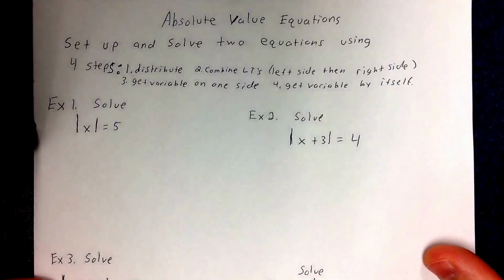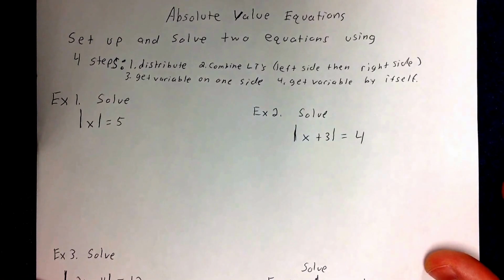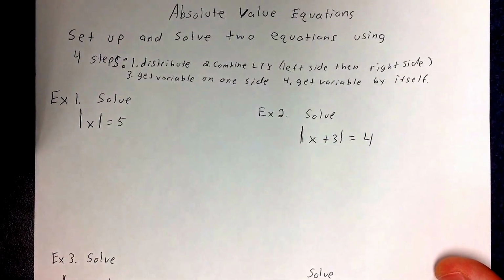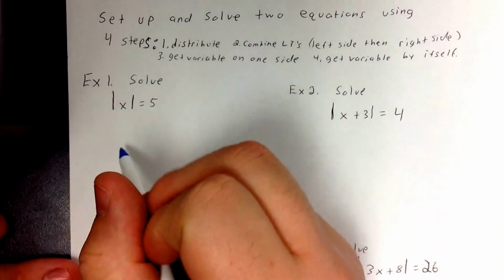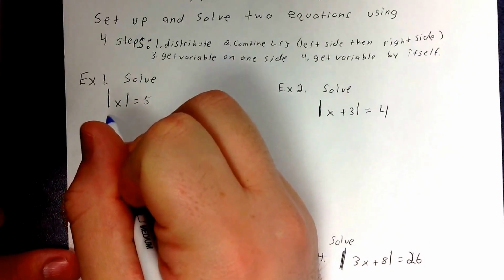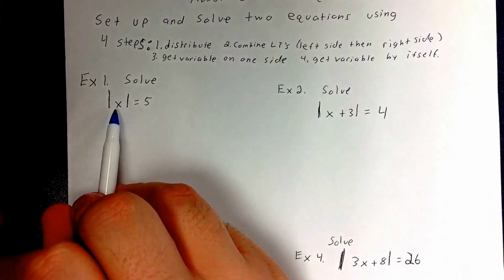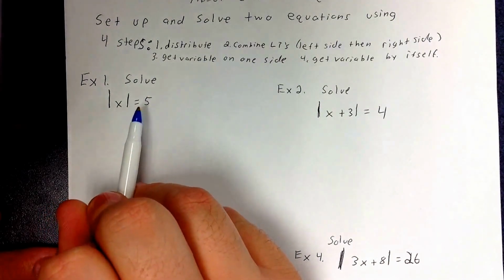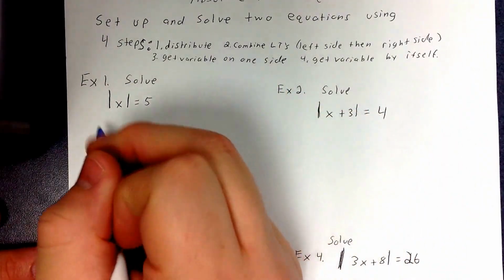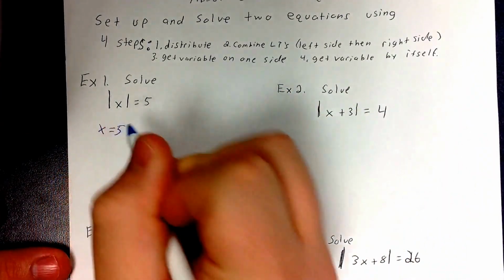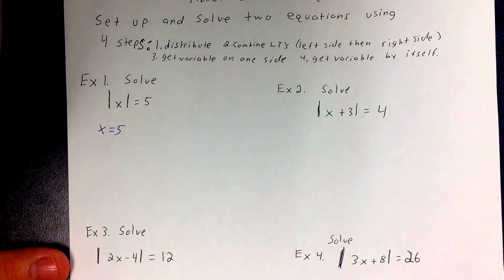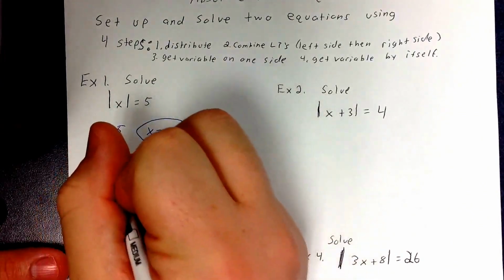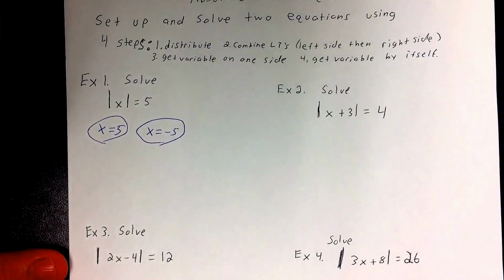Okay, absolute values. Set up and solve two equations and then use the 4 steps. Now, with an absolute value, remember the absolute value of a number means it's the distance from 0. So if we think about example 1, we're going to set up two equations, and the first one's pretty easy because there's two numbers that I can take the absolute value of and get 5. If you think about it, one of those numbers would be 5 because 5 is 5 units away from 0. The other number is -5 because -5 is also 5 units away from 0.